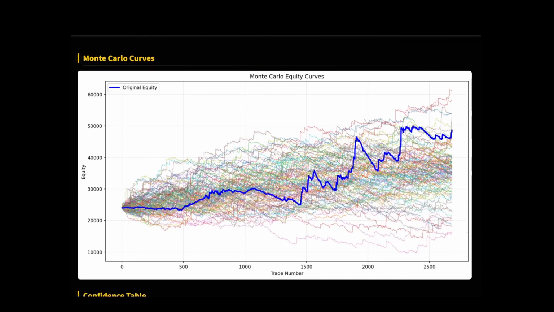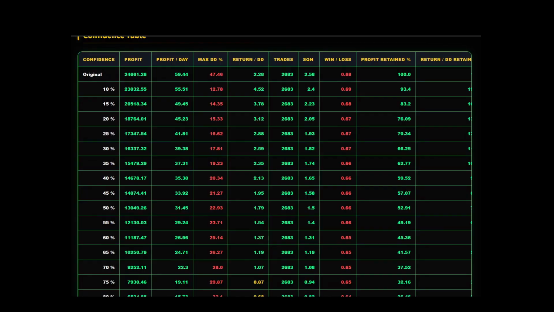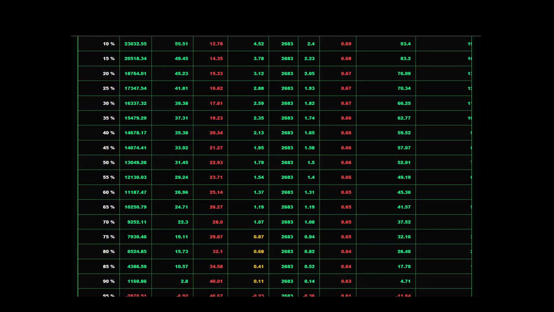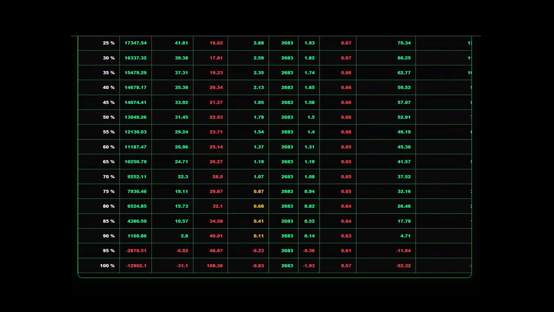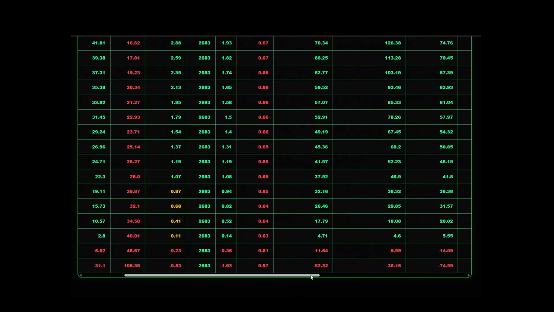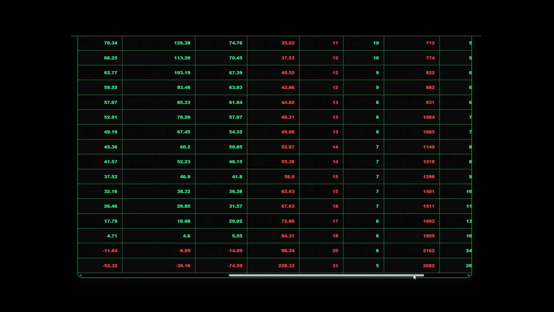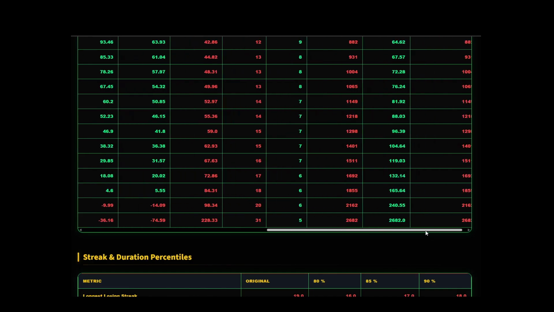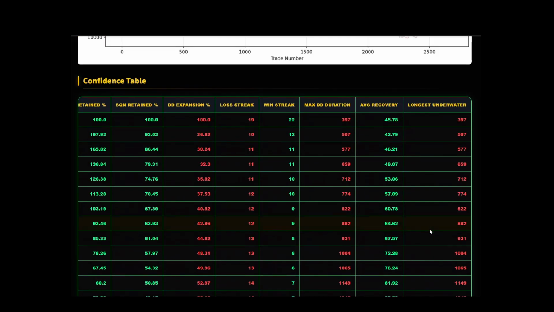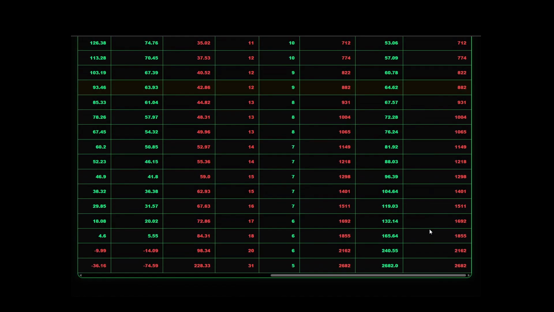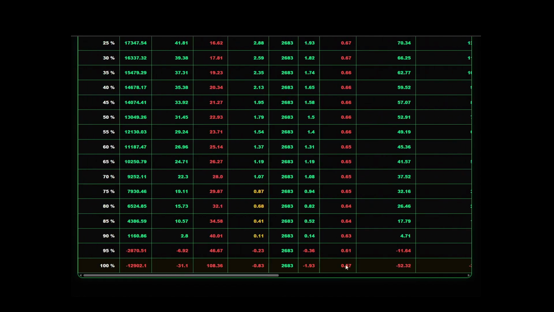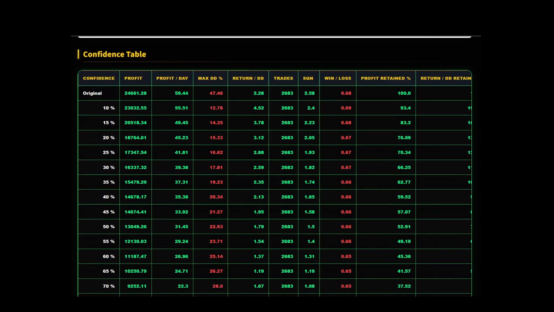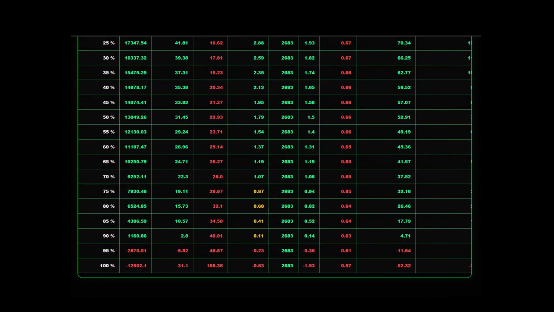Then we move into the confidence table. This table shows how the results change across different confidence levels. At lower levels, the results are closer to the better or more central outcomes. As we move deeper into the confidence levels, the table shows more hostile outcomes. Here we can compare profit, drawdown, return over drawdown, SQN, win-loss behavior, profit retention, drawdown expansion, streaks, recovery duration, and underwater duration. The goal is not to explain every number in this walkthrough. The goal is to show that the tool gives a full stress table, not just one final score.